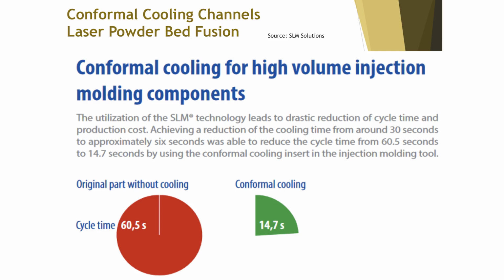So what they wanted to look at is the cycle time without the conformal cooling channels and with the optimized conformal cooling. And what they found is the original, without conformal cooling, cycle time is a minute. But with the optimized conformal cooling channels, it goes down to 14.7 seconds. And obviously, that's a huge increase in the productivity of what you do.